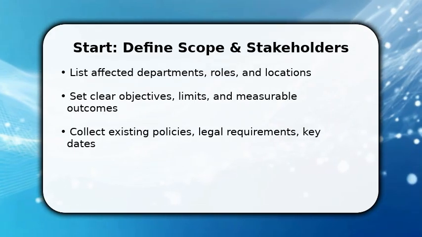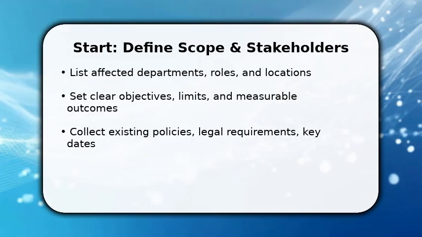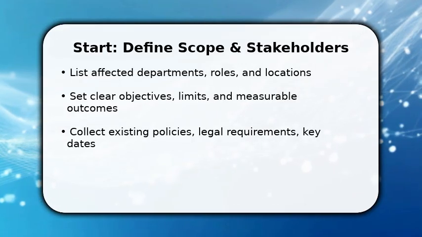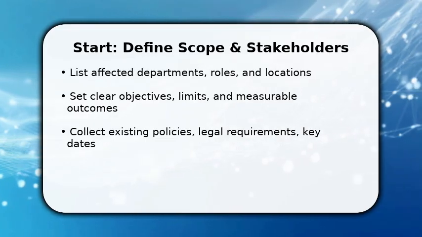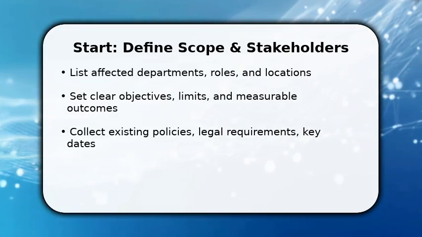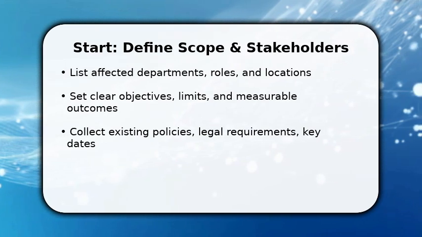Assign an owner and a small cross-functional team to draft the first version. This speeds consensus. You'll move faster if you document constraints, timelines, and non-negotiables before writing any articles.